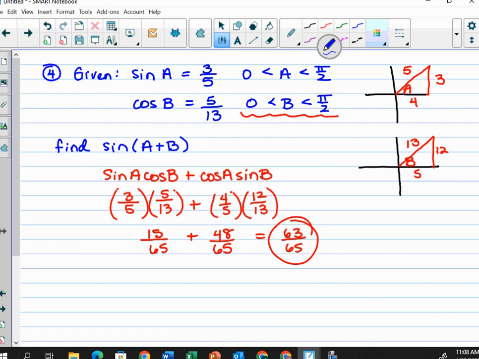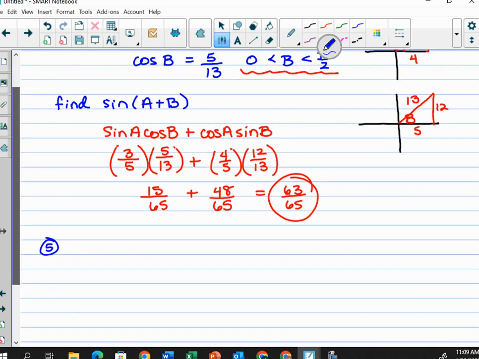If your triangles are not in the first quadrant, and ours were in the first quadrant, if they're in the second, third, or fourth, what do you need to be careful of? Negatives. Pay very close attention to your signs if you're not in the first quadrant. Is the hypotenuse ever negative? No. All right, let's try another one.